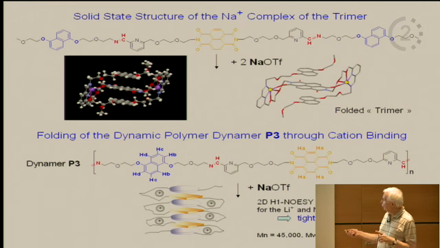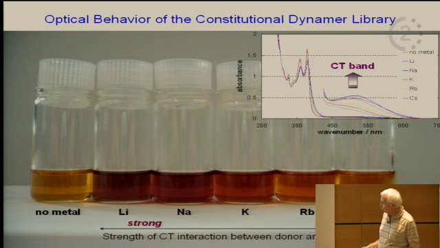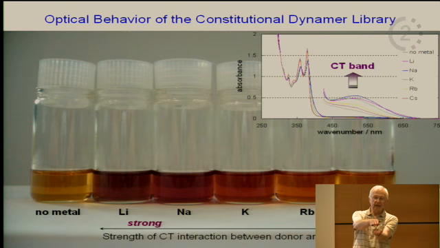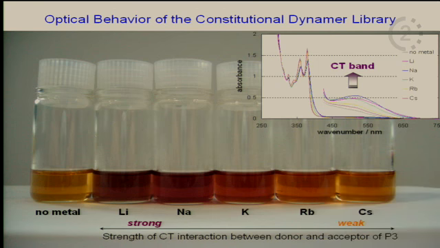Now, the interaction between the donor and the acceptor also gives a color. This is the unit in absence of any metal ion. With lithium, sodium, you get a rather strong color. Potassium less, rubidium less, and cesium close to no metal. This is understandable because as the metal ion gets bigger, the donor and acceptor go farther apart, and so the charge transfer is less strong. Now that is one thing. This was just interesting in terms of optical properties. But in terms of the dynamics, the responsive property to the addition of the metal ion.